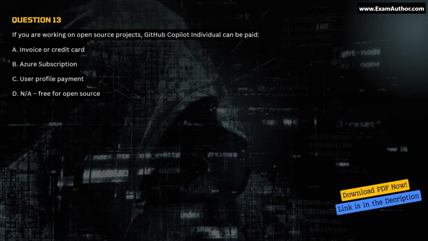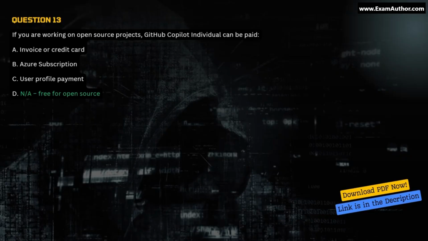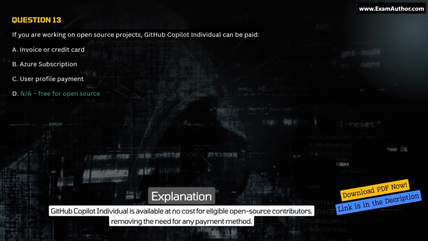Question 13. If you are working on open source projects, GitHub Copilot Individual can be paid how? A. Invoice or credit card. B. Azure subscription. C. User profile payment. D. Not applicable, free for open source. Correct answer D. Not applicable, free for open source. Explanation. GitHub Copilot Individual is available at no cost for eligible open source contributors, removing the need for any payment method.